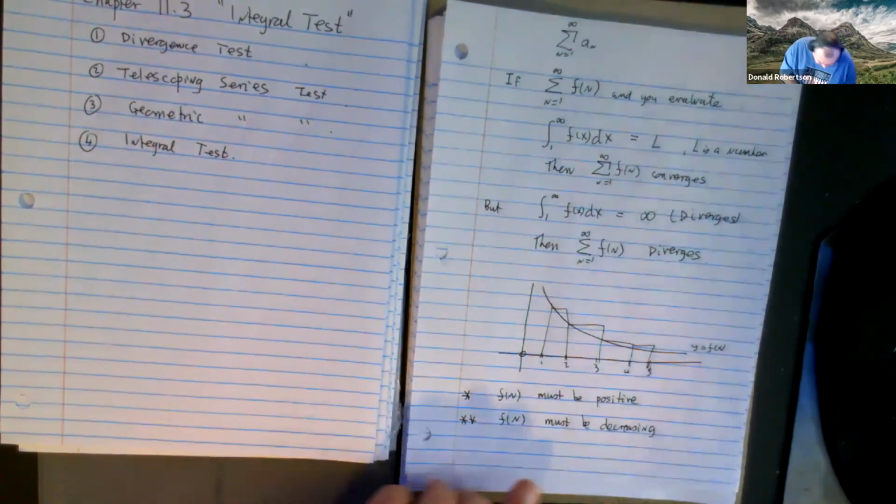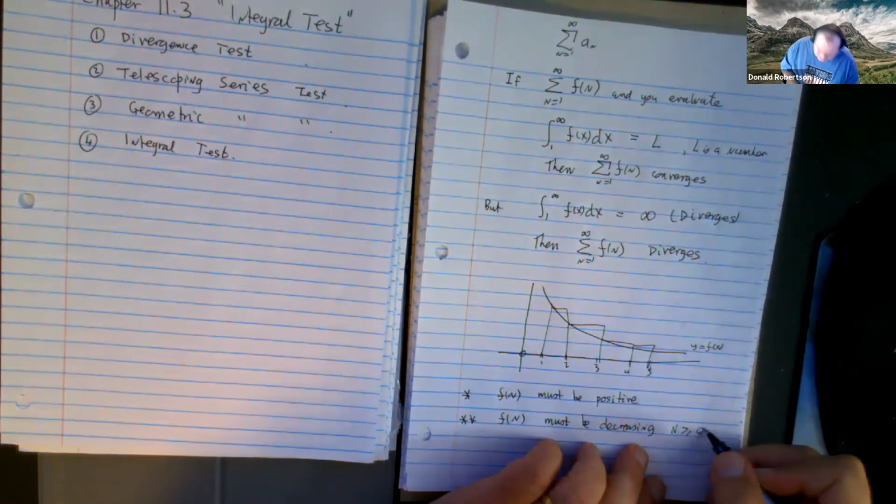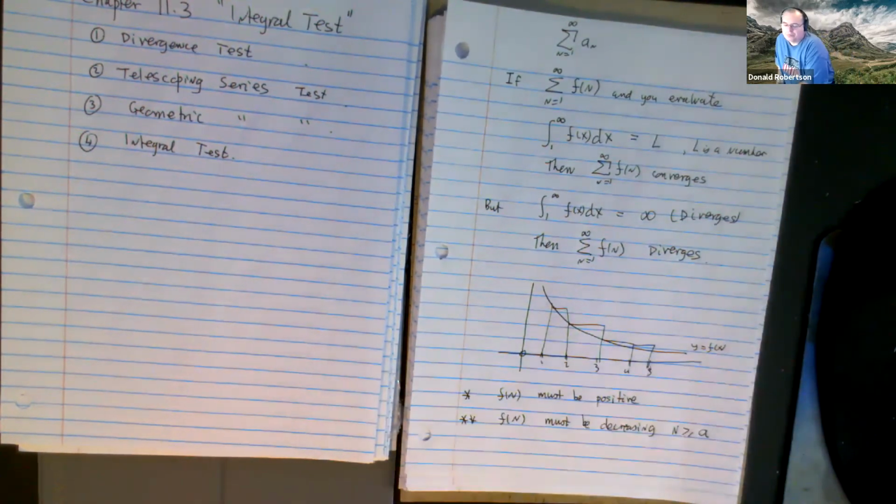It must be decreasing, at least for n greater than or equal to some number. So the first 2 or 3 terms, it's allowed to go up or down, or whatever it wants to do, right? The first 10 terms, whatever. But after that point, everything else has to decrease.